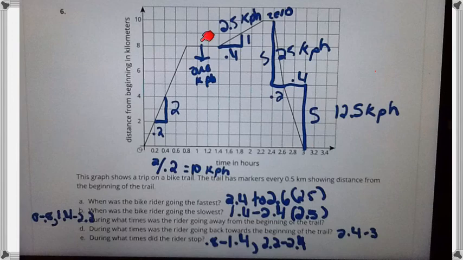He stopped twice here, where he's going probably for a rest, 0 kilometers per hour, and he stopped here also before he went back to the beginning. And so that's 0.8 to 1.4 and 2.2 to 2.4.